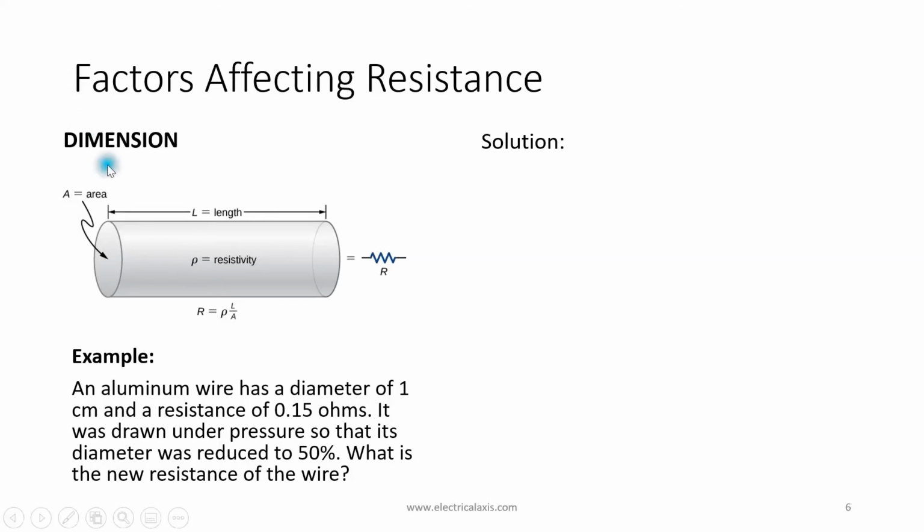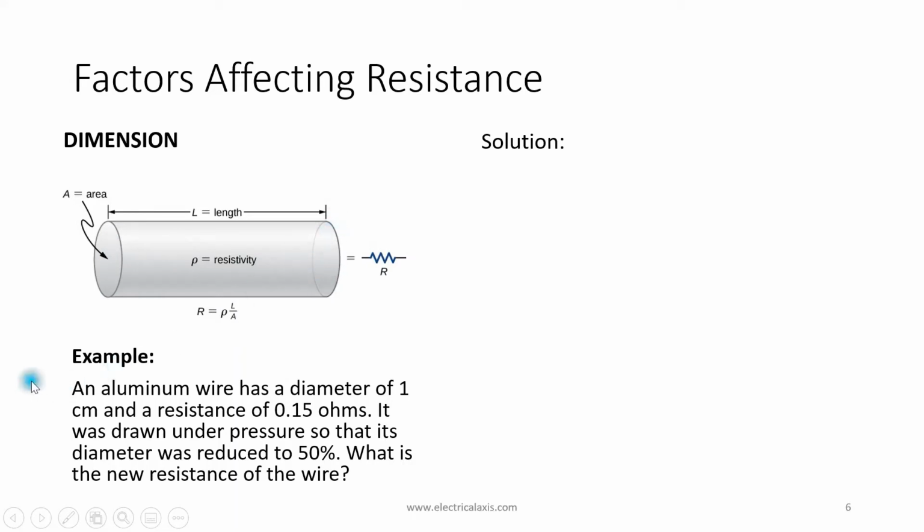As of this point, we're going to discuss the dimension as one of the factors that affects the value of the resistance. Now, looking at the diagram and the given equation, we can conclude that the value of the resistance will change when the length or the cross-sectional area will change.